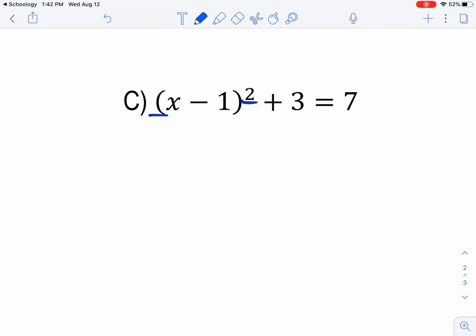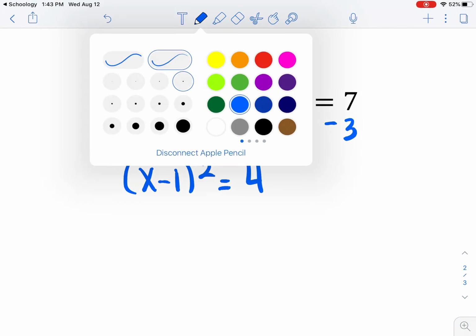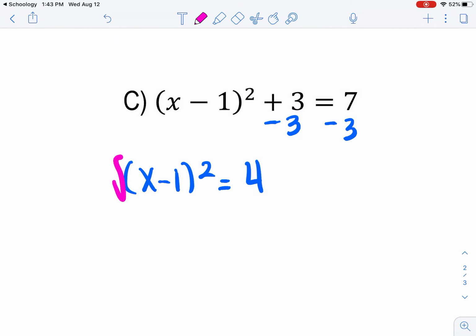All right, next one. Can I solve by square rooting? Here's my x squared. Is there an x also anywhere? No. So therefore, you can still solve by square rooting. You just have to get it by itself. Okay, so I want to solve by square rooting, so I want a square root. Can I square root right now? No, because of this plus 3. So first thing I'm going to do is get rid of that 3. Now I can get rid of the square by square rooting. Don't forget plus or minus.